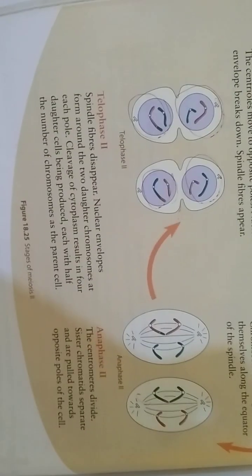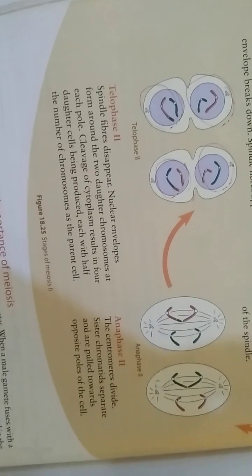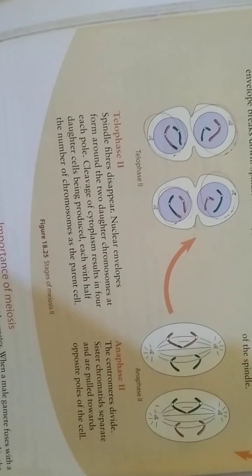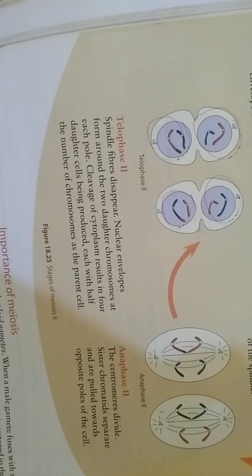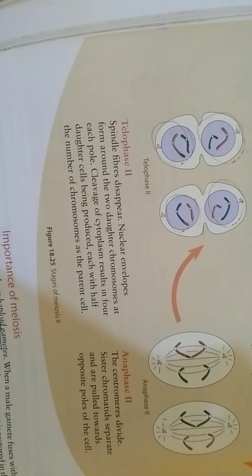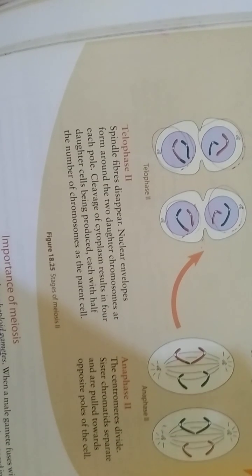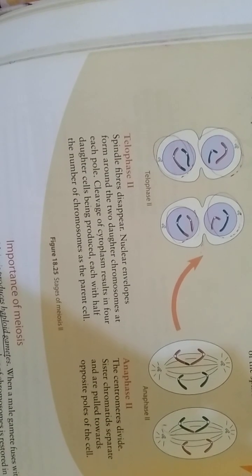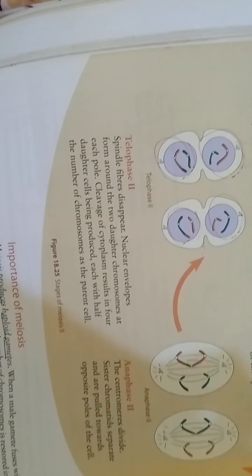Now we complete the process of meiosis. Meiosis has two stages. One stage is prophase 1, metaphase 1, anaphase 1, telophase 1. The other stage is prophase 2, metaphase 2, anaphase 2, telophase 2. And in meiosis, the number of chromosomes in the daughter cells is half.